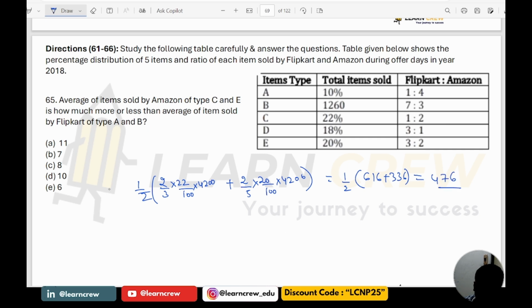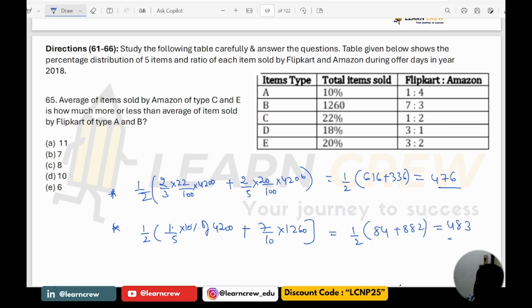476. Similarly, second one. Second one is average items sold of type A and B by Flipkart. Again, half of it: 1/5 of 10 percentage of 4,200 plus 7 by 10th of 1260. So how much are we going to get here? Half of it is 84, it is 882. It is nothing but 483. The difference between these two, so answer is 7.